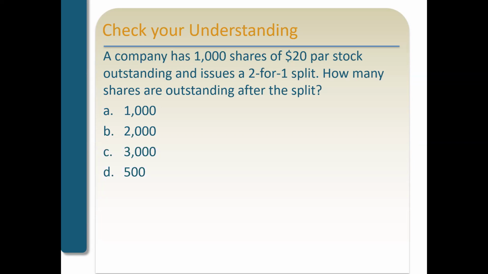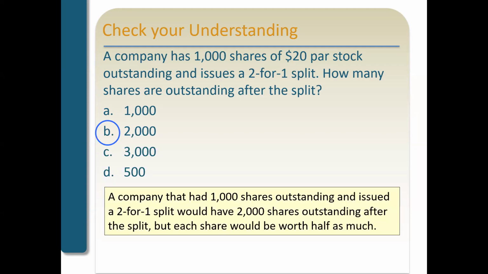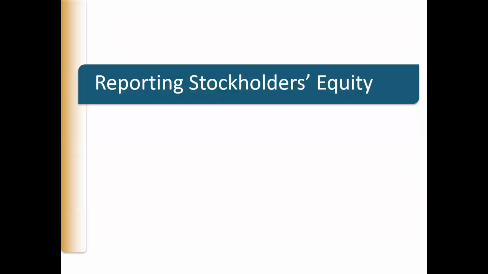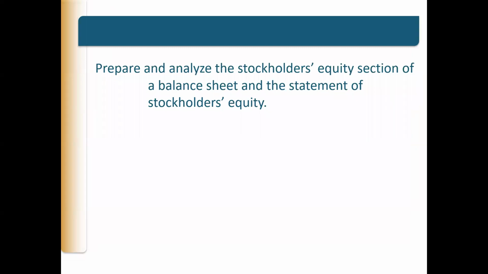So in this example, the company has 1,000 shares of $20 par stock outstanding and issues a 2-for-1 split. How many are outstanding after the split? 2,000. We started with 1,000. If we're giving an additional share for every one we have, then we'll end up with 2,000.